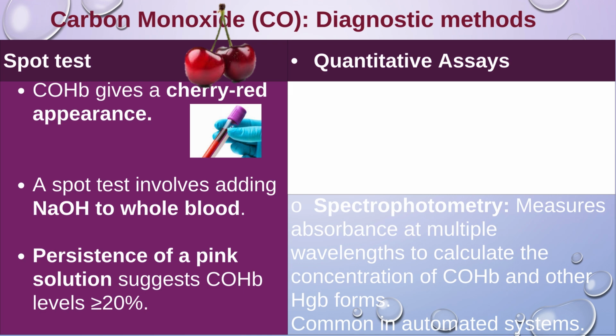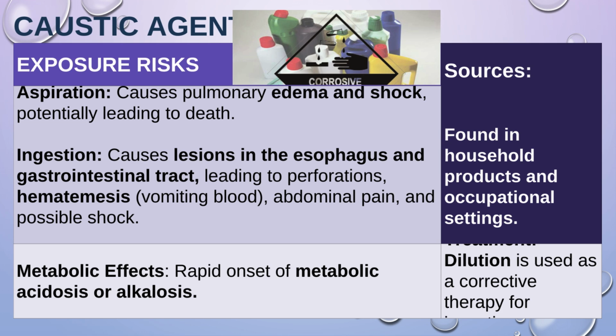And also the persistence of a pink solution suggests carboxyhemoglobin levels are more than 20%. So that's a very bad thing. So spectrophotometry measures the absorbance at multiple wavelengths to calculate the concentration of carboxyhemoglobin and other hemoglobin forms. And usually this is done in automated systems.